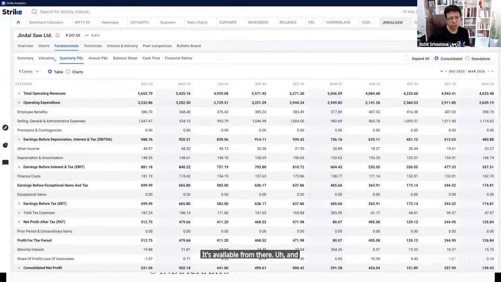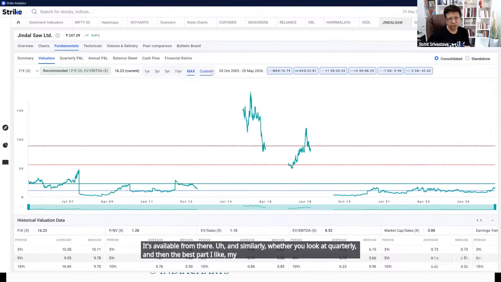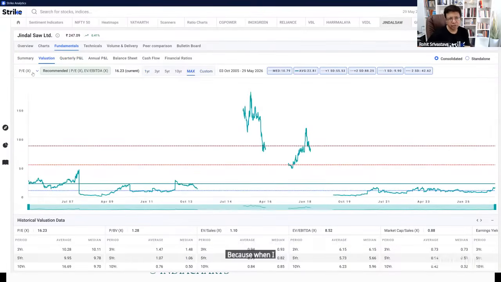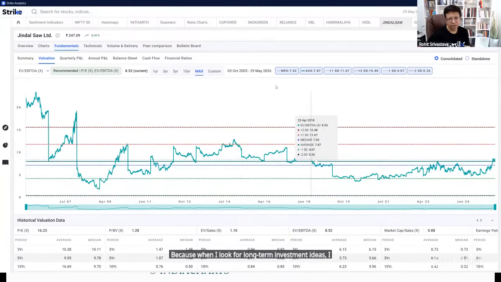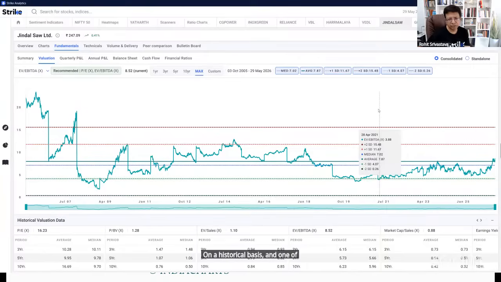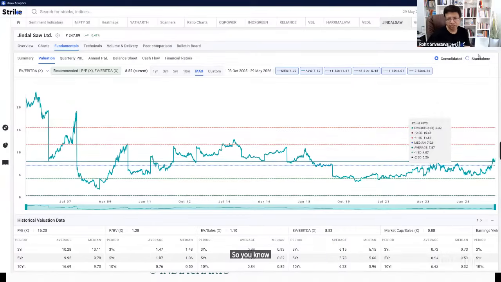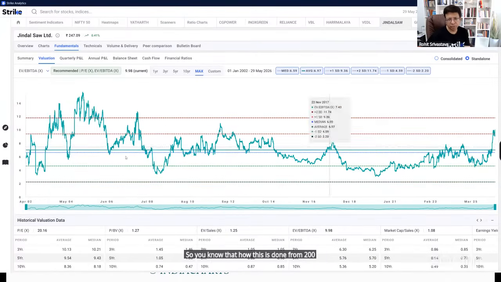And similarly, whether you look at quarterly, and then the best part I like, my love is with valuation charts, because when I look for long-term investment ideas, I actually look at where is the valuation on a historical basis. And one of the reasons to cover 2, 3 decades of fundamental data is so that you actually get one bull and bear cycle. So you know how this is done from 2007 or even from before that.